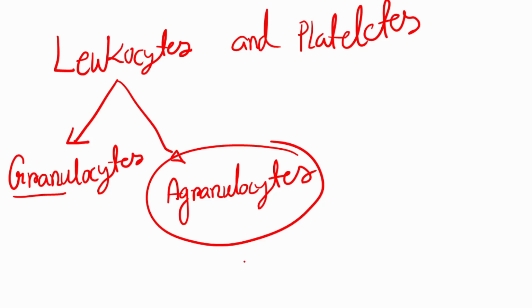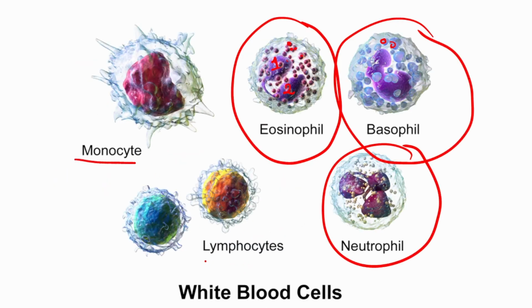Now let us introduce the opposite arm of the defense network, the agranulocytes, which lack conspicuous cytoplasmic staining. This family is divided into monocytes and lymphocytes. Monocytes are massive cells with a characteristic kidney bean-shaped nucleus, as you can see here. It looks like a kidney.